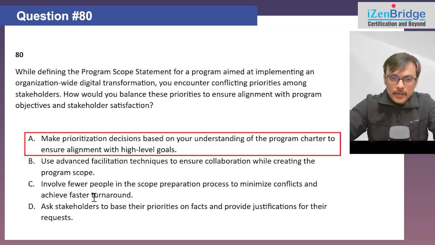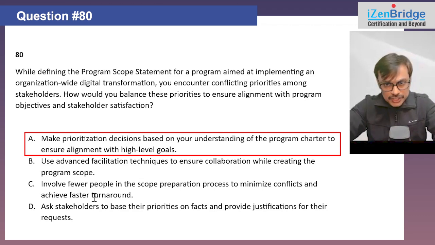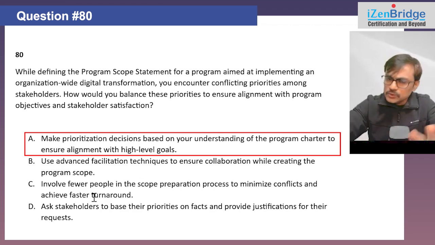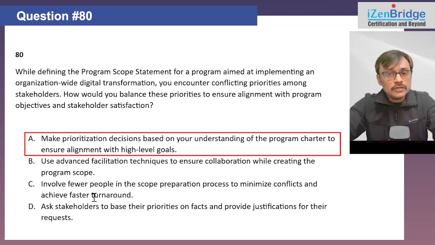Option A, make a prioritization decision based on your understanding of the program charter to ensure alignment with the high level goals. So say you as a program manager definitely understand the program charter well, you have prepared the business case, you might have prepared the charter which is approved by the steering committee, you have a fair understanding. But saying that I will decide what is right and what is prioritized based on my understanding of a charter and business case, not a good idea.